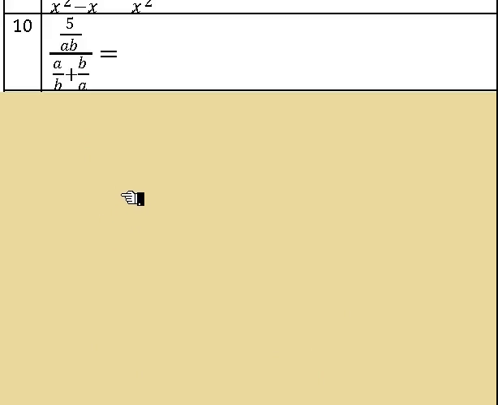In number 10, we have what we call a mixed quotient. That is a fraction that contains fractions within it. And what we want to do is simplify by getting rid of these denominators. And the way we'll do that is we'll multiply top and bottom by an expression that all the denominators divide into. It actually will be the least common denominator of these denominators, AB, B, and A. All right, so the least common denominator is AB. So we'll multiply top and bottom by AB.